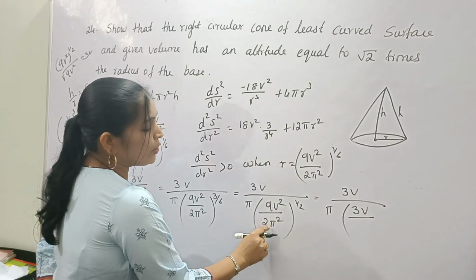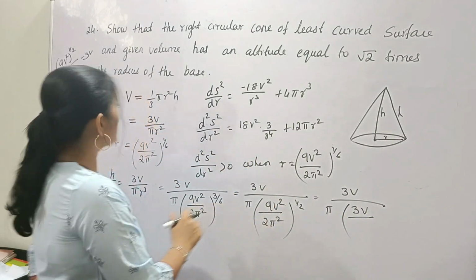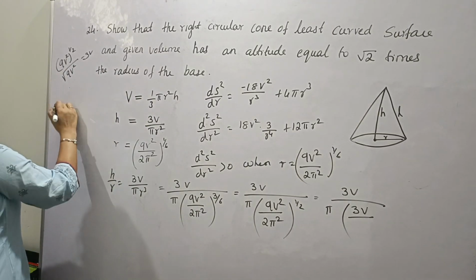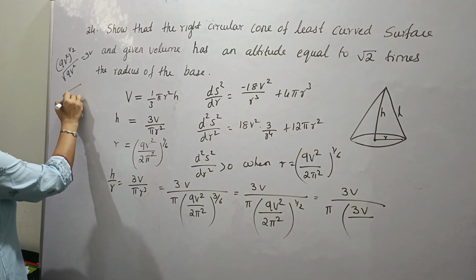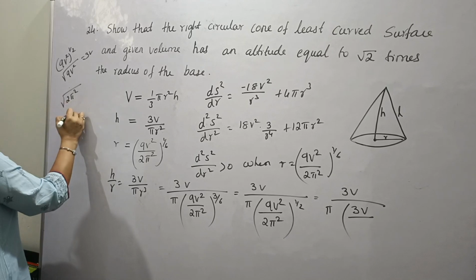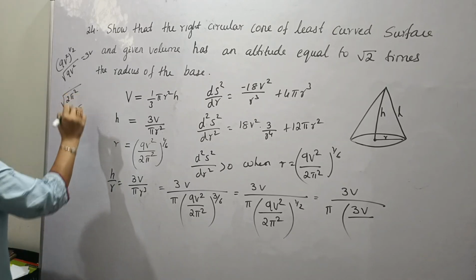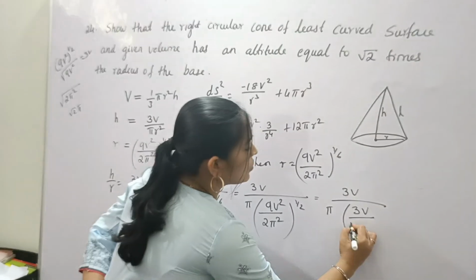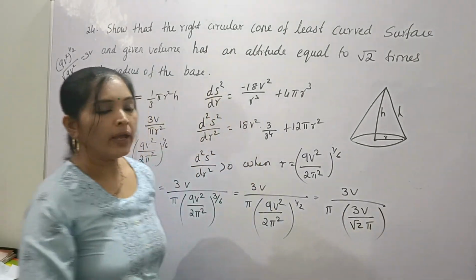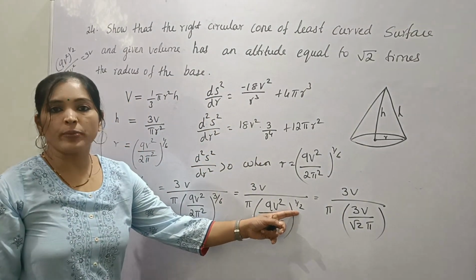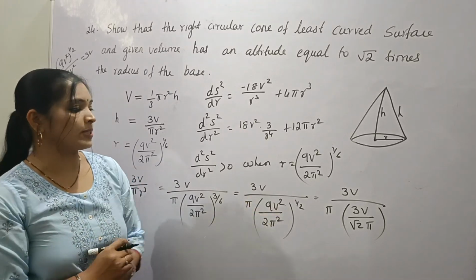Here we can write root 2 into pi, okay? Because square root of 2 pi square is square root of 2 into square root of pi square, and root of pi square is pi. So here root 2 pi, because it is whole raised to 1 by 2, which means square root of these terms.